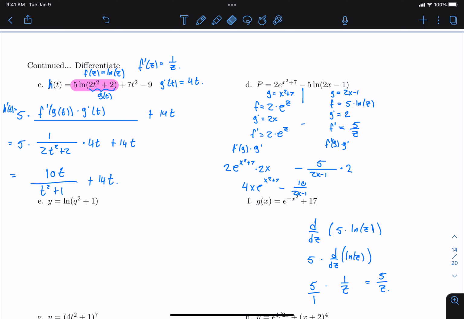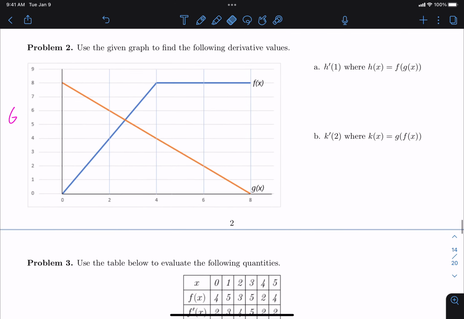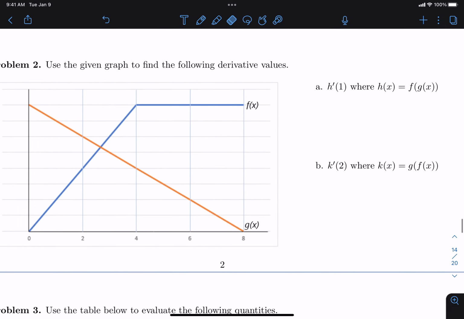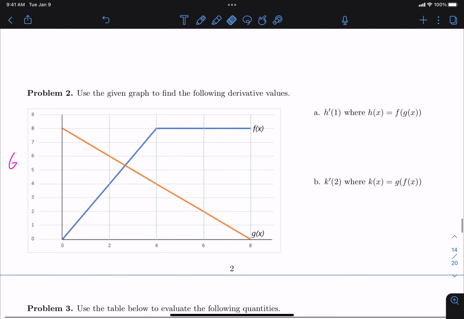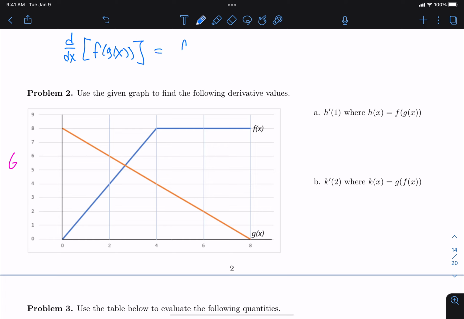Okay, then let's go to a group exercise. This is a tough one, okay? But I want you to give it your best shot, remembering the chain rule: the derivative of f of g of x is f prime of g of x times g prime of x.